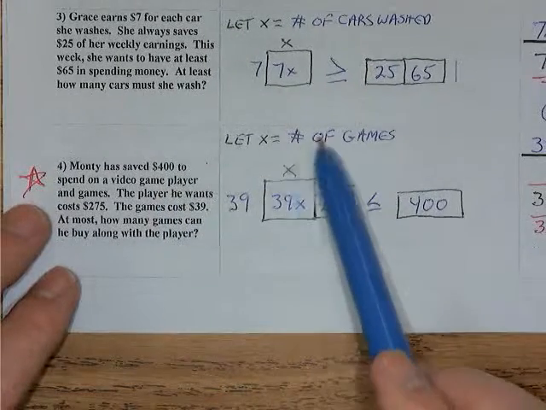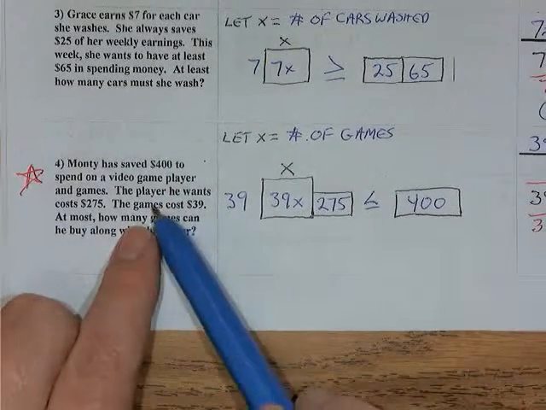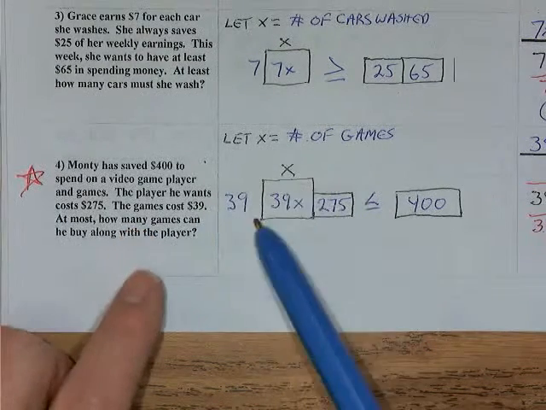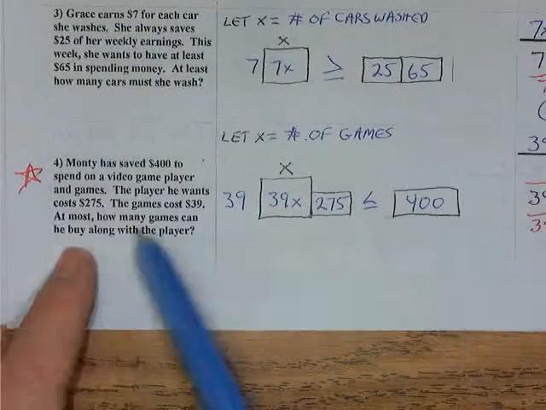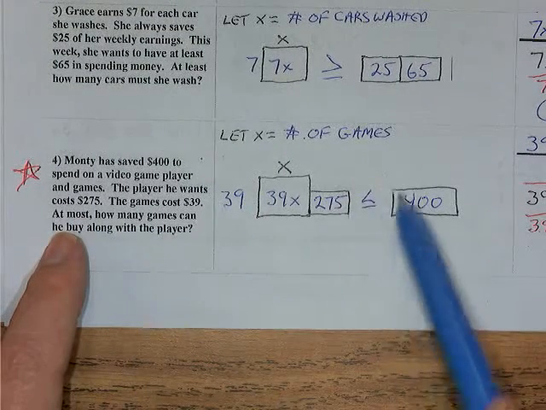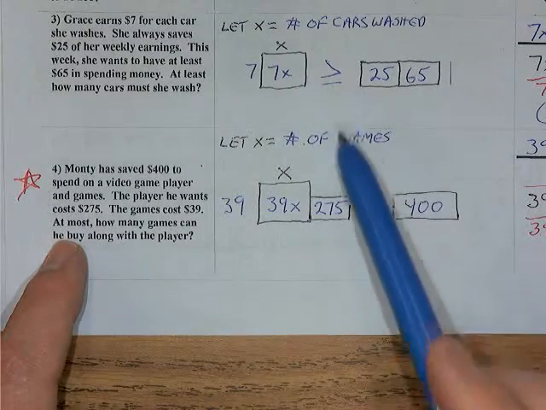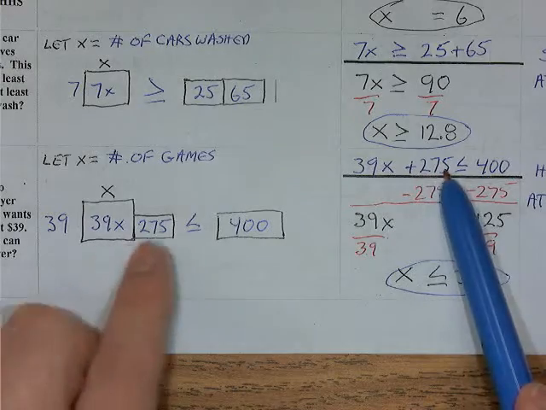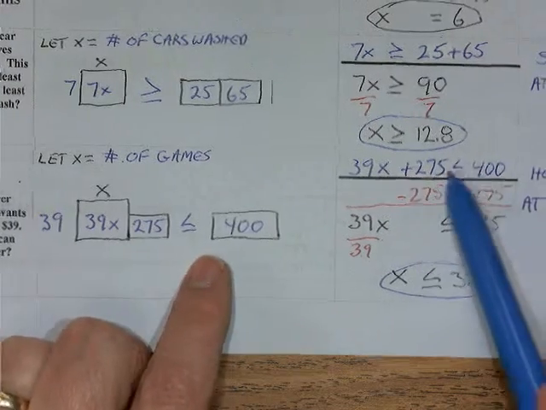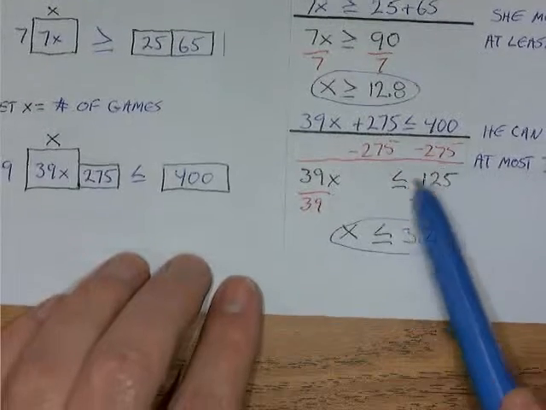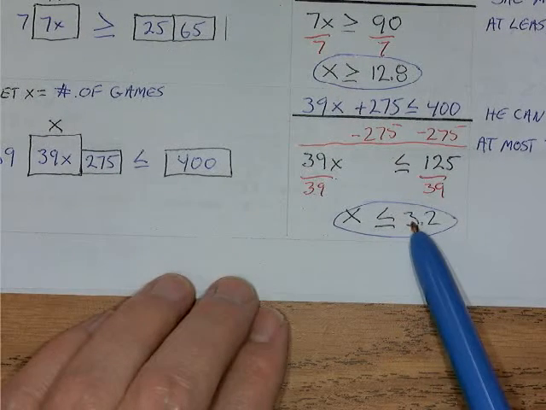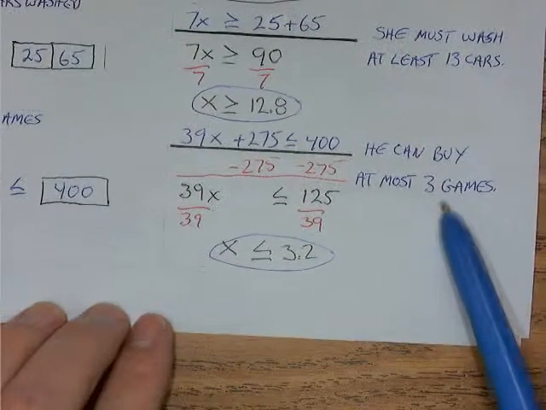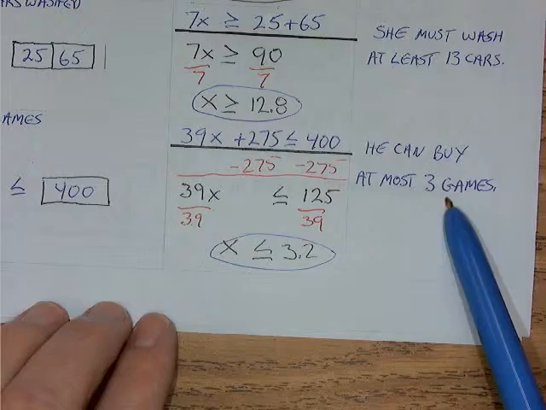X is number of games. And if you notice, it says each game costs $39. So 39 goes with the X. And it says at most. So you should have put this symbol in there. Some people, again, did not put these symbols in there, and they didn't get credit for it. And so we write the equation just like it's right, the inequality, just like here. Again, some people forgot to put the symbol. And it comes out to 3.2. Okay, this is at most 3.2. That means he can buy at most 3 games. At most is 3 games.